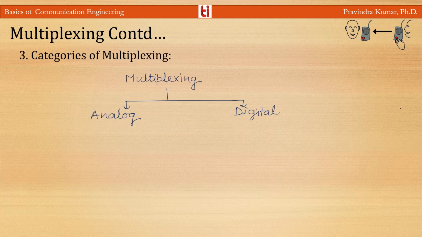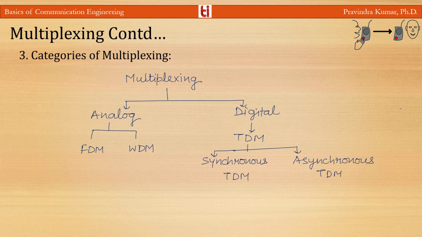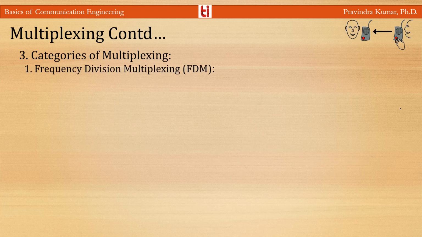For multiplexing, we can use analog or digital signals. In analog, we generate a signal by using FDM and WDM technology, and TDM is done using digital signaling. And TDM is of two types: synchronous TDM and asynchronous TDM. So first of all, we will discuss frequency division multiplexing.